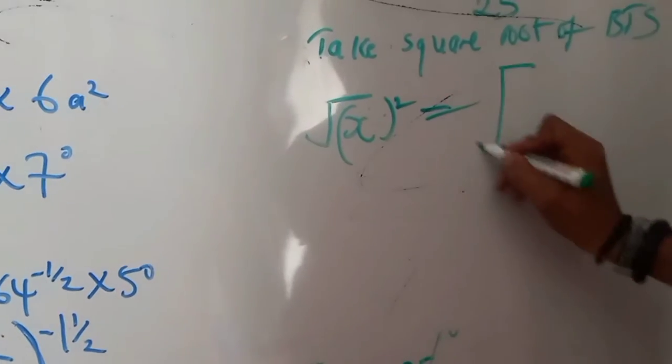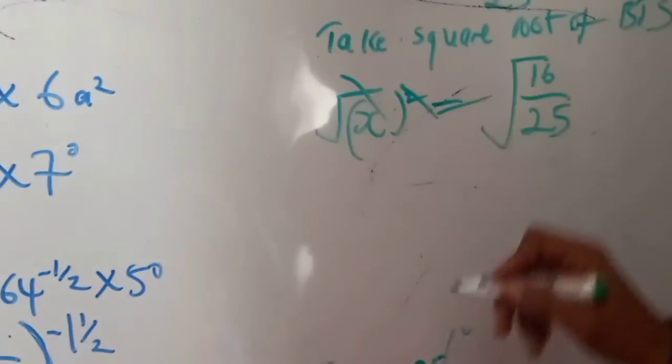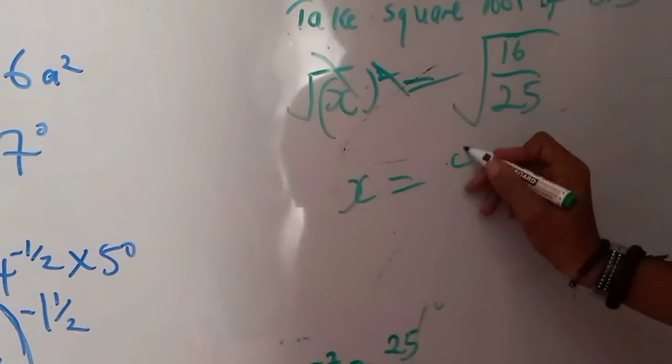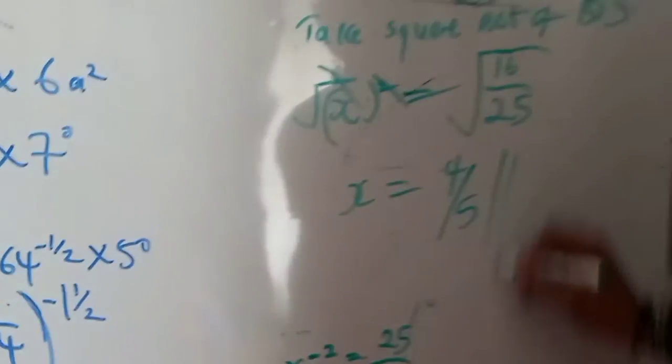Equals the square root of 16 over 25. What happened here now? Square divided by square is x. Equals the square root of 16, which is 4, and the square root of 25 is 5. So this is my final answer: 4 over 5 is my answer.